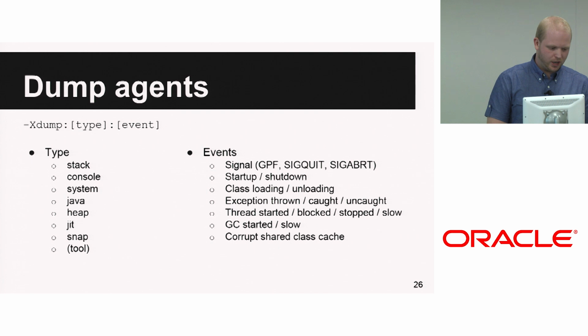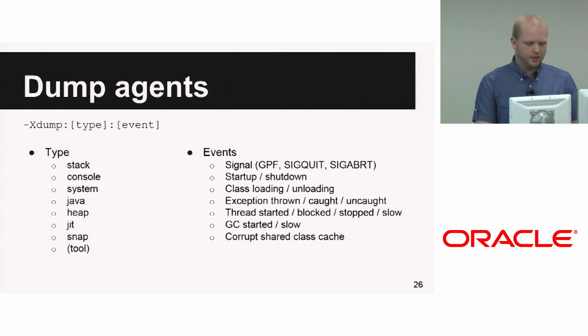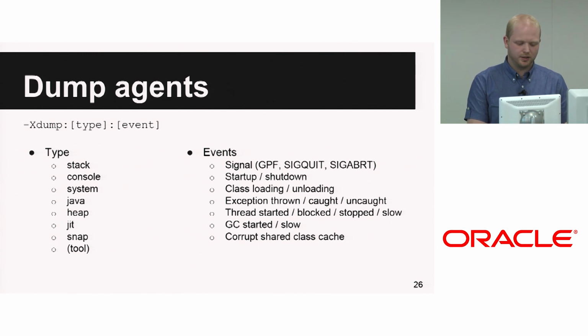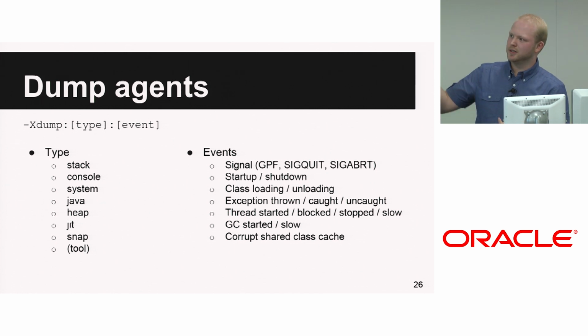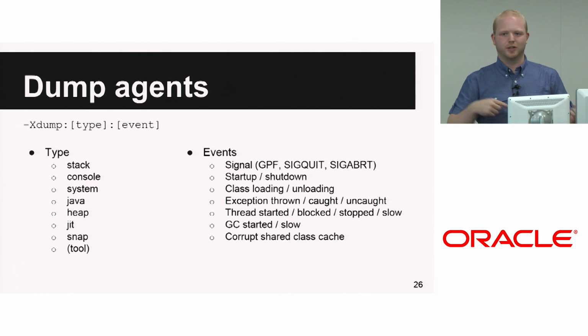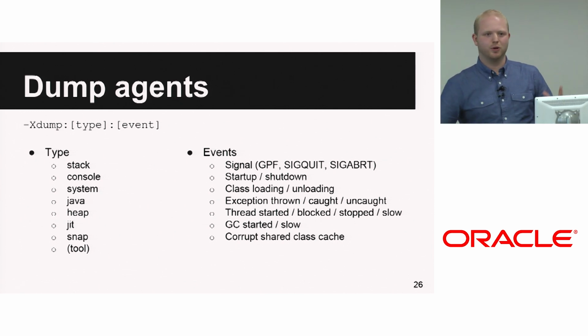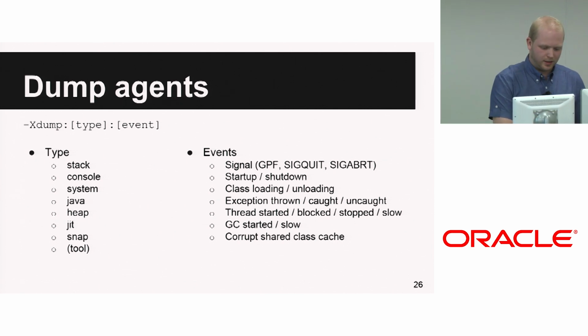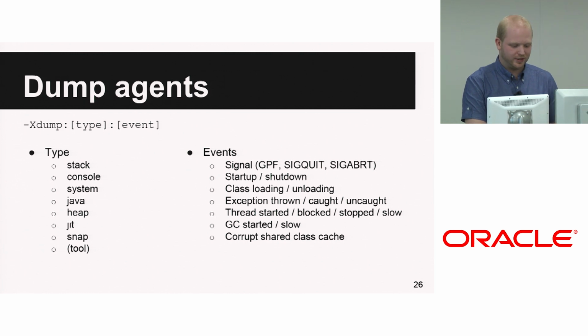If you look at the bottom of the type list there, it's not really related to state or history, but it's an interesting thing where we can run a command line tool as a type when a certain event occurs. So at VM startup, you can say, I want to run a profiler when it starts, or start Health Center when I start the JVM.